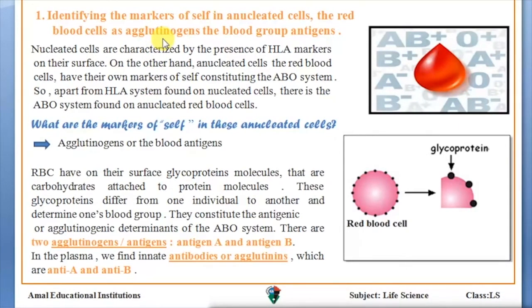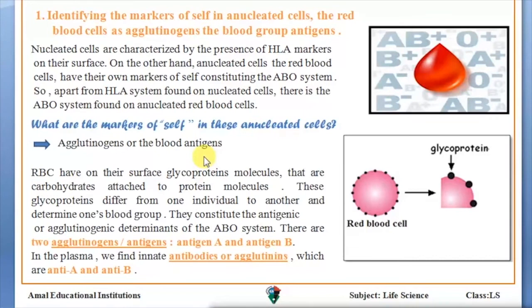As I have clarified earlier, the nucleated cells have the HLA markers on their surface. On the other hand, the enucleated cells, that is, the red blood cells, are going to have their own markers, which are going to constitute the ABO system. The answer to this question, what are the markers of self in these enucleated cells, that is, in the red blood cell, is now clear: the agglutinogens or the blood antigens.